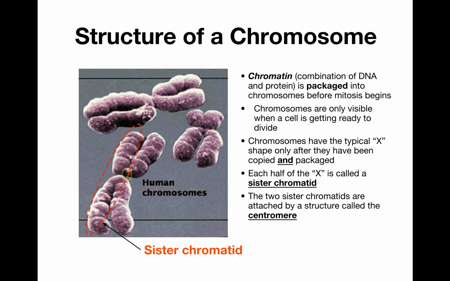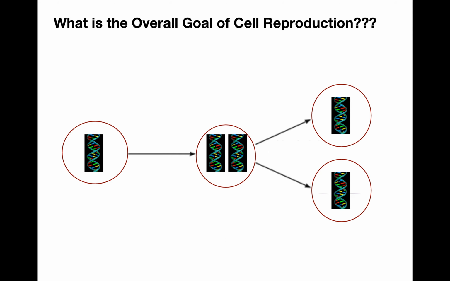So here's your sister chromatid, and here is the location of the centromere, but again, I would encourage you to consider the centromere as being a structure that both chromatids possess, that both DNA molecules possess, and serves as a common point of attachment for both of those DNA molecules within the duplicated chromosome.